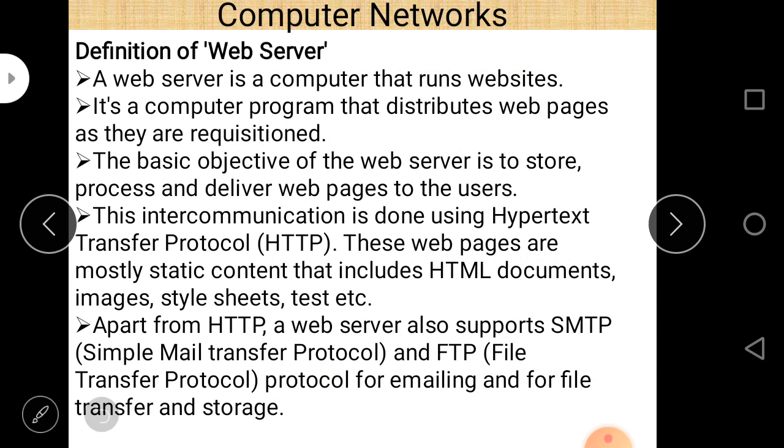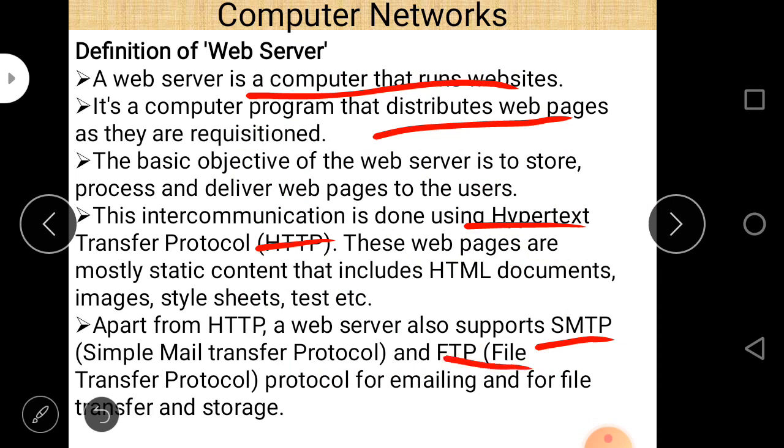First of all, remember the first point: a web server is a computer that runs a website, and as per the request, web pages are distributed. The program that distributes web pages is also known as a web server. It uses different protocols. Hypertext transfer protocol is one of them. A web server can use SMTP, Simple Mail Transfer Protocol, and FTP, File Transfer Protocol, for emailing and for file transfer and storage.